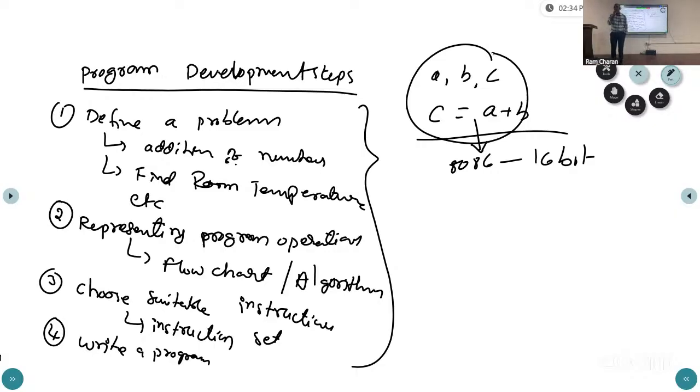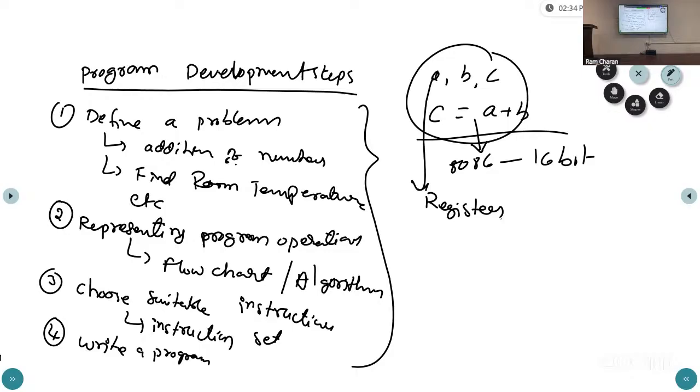After defining the variables, these variables can be loaded into registers. A register is an 8-bit storage device or a 16-bit storage device. If the processor is 16-bit, then that processor has 16-bit registers. Okay, in C language we directly write int A, int B, int C.